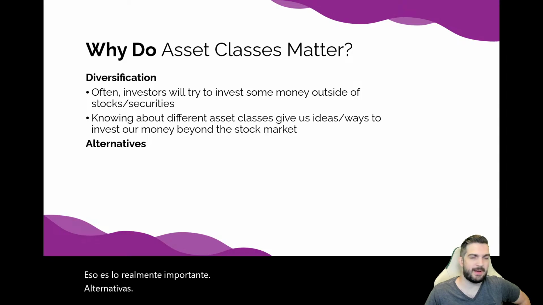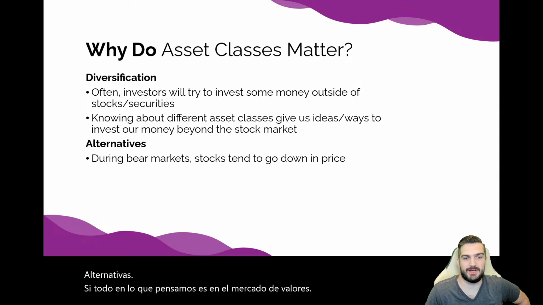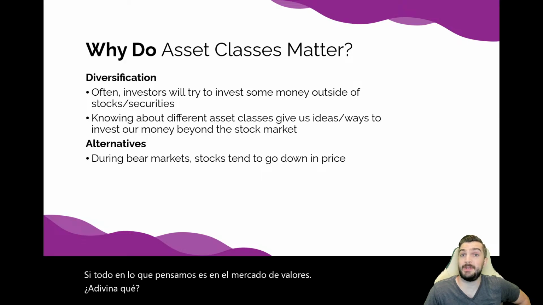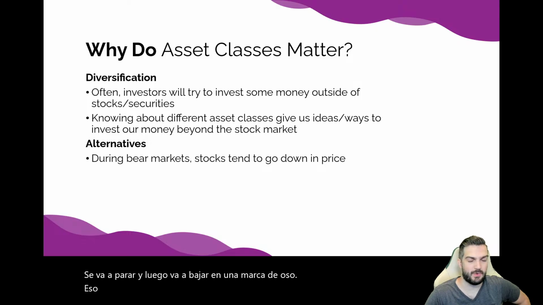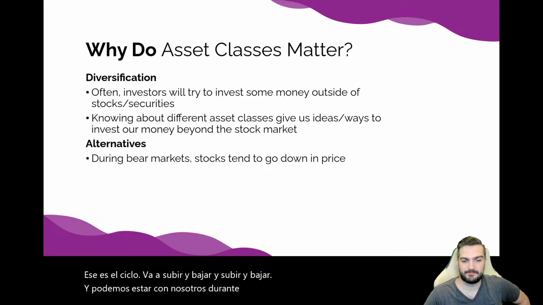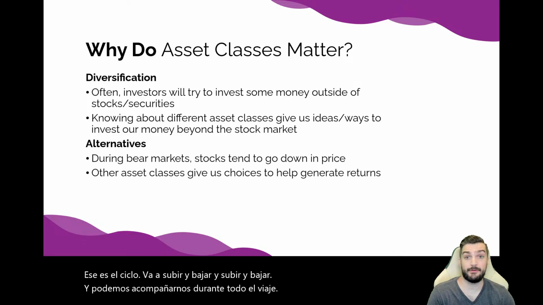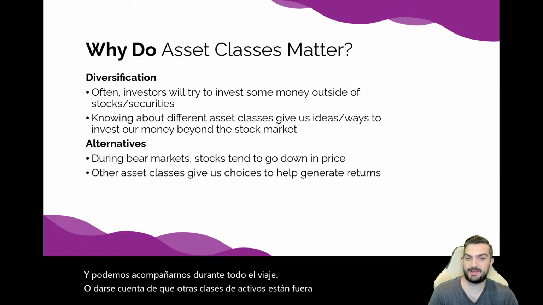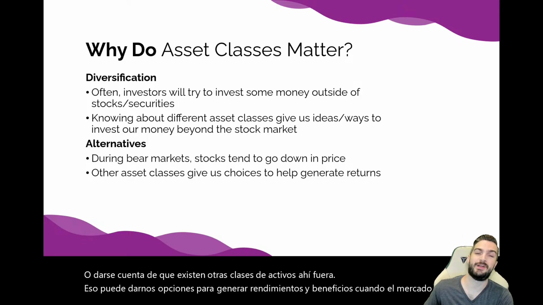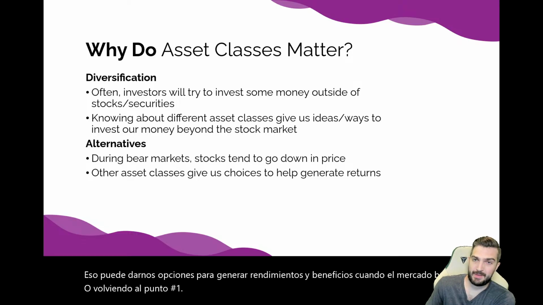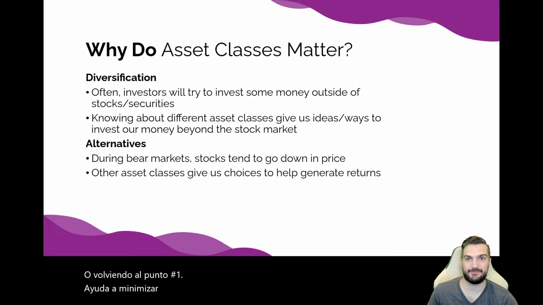The second one, alternatives. If all we're thinking about is the stock market, guess what? The stock market's going to go up in a bull market, it's going to stop, and then it's going to go down in a bear market. That's the cycle. It's going to go up and down and up and down. And we can either be along for the entire ride or realize that other asset classes are out there that can give us choices to help generate some returns and profits when the market's going down. Or, going back to point number one, help minimize or offset some losses that we have from the stock market.